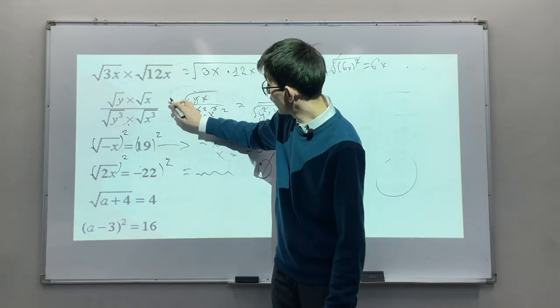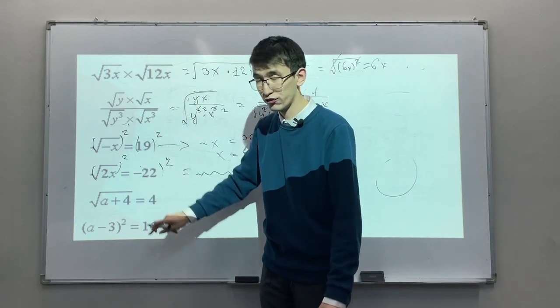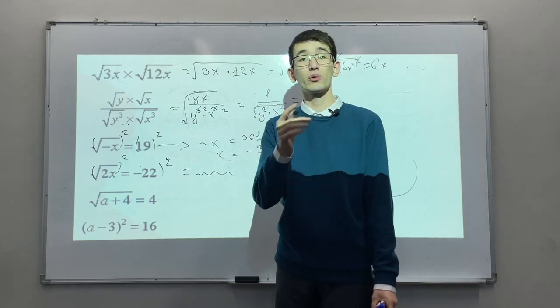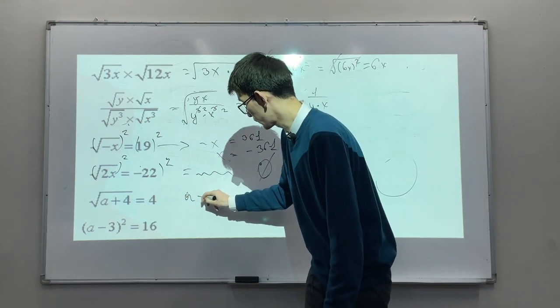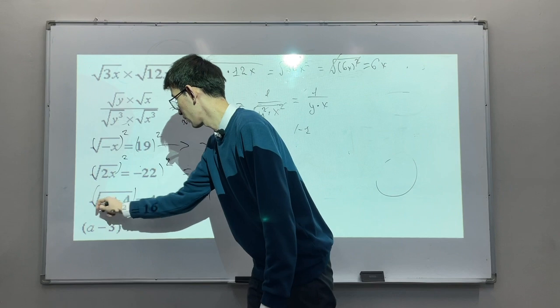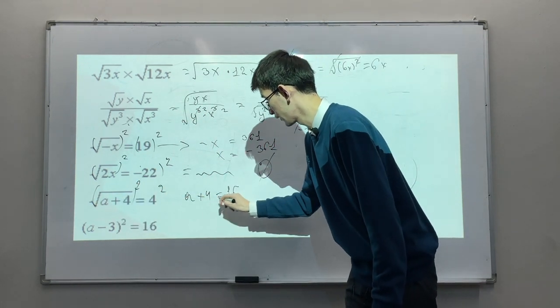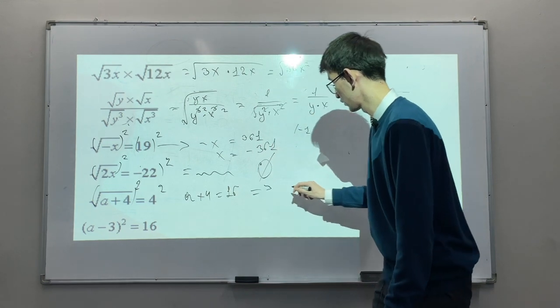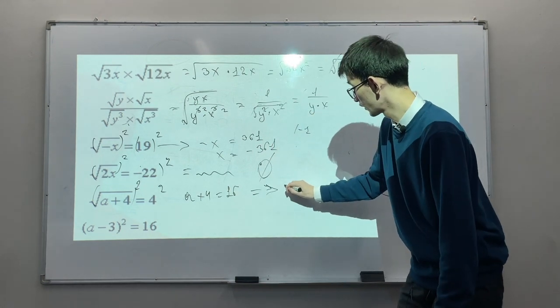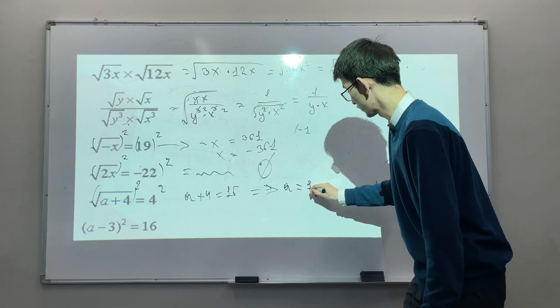So our fifth example, we square both sides. A plus 4 is equal to 16, and a is equal to 12.